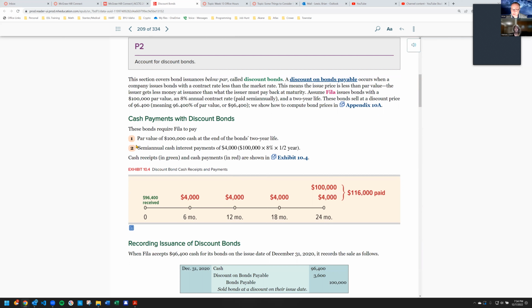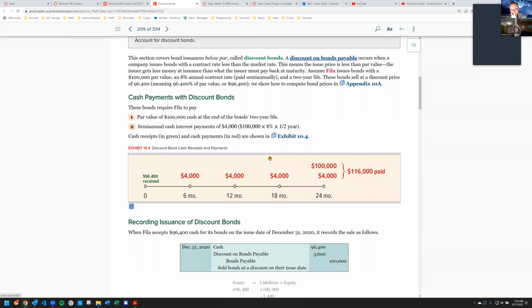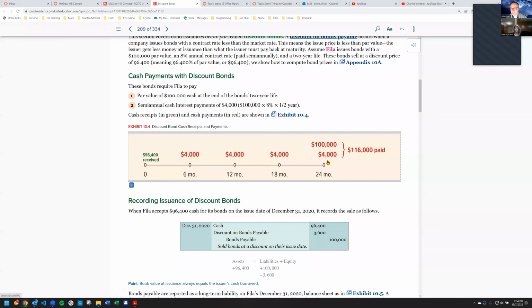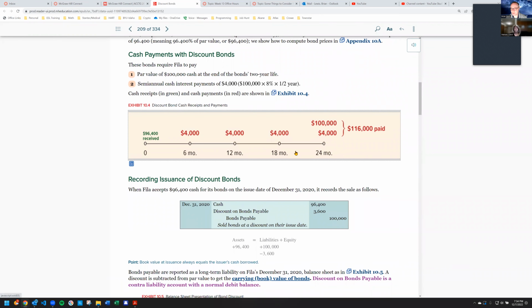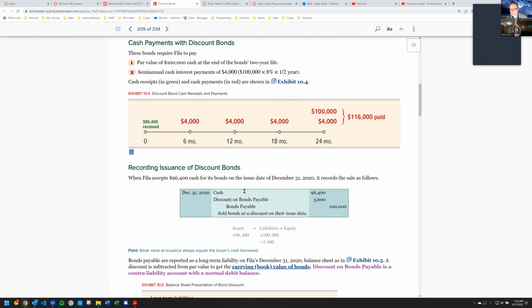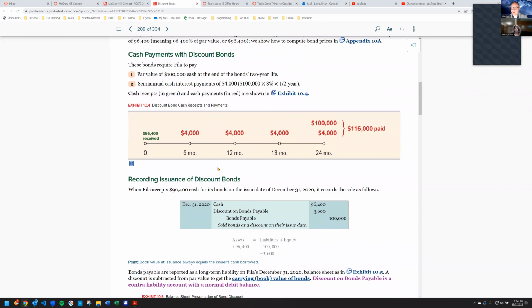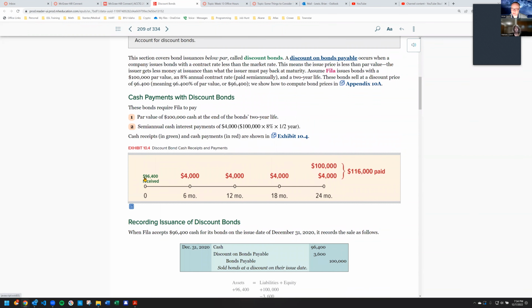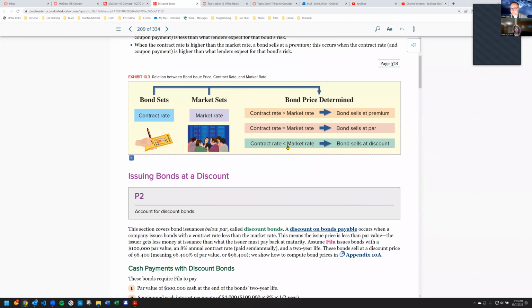So in this case, a par value of $100,000, 8%, right? This is the contract. And they walk you through how that looks, very similar to what we just went through in the prior example, right? $16,000 paid over a 2-year period of time. But it was sold at a discount. So if it was sold at a discount, that means that the contract rate was less than the market, right? Discount.